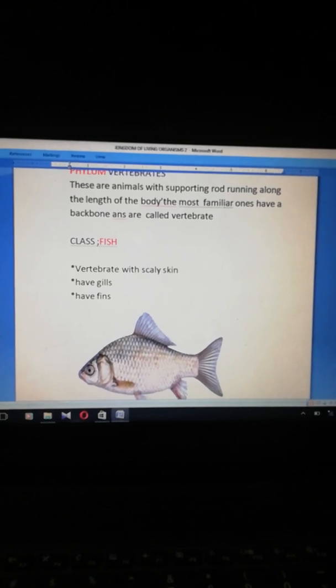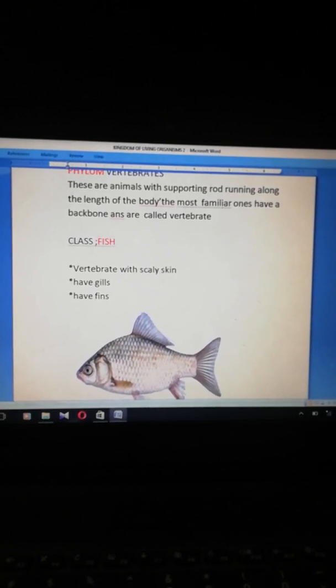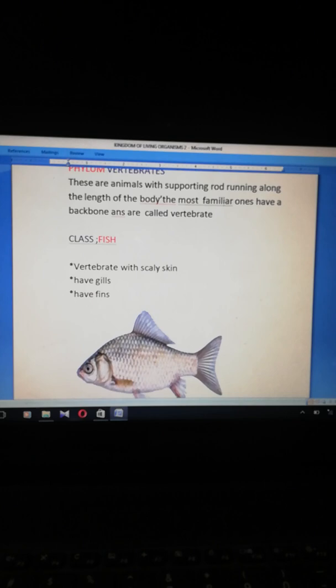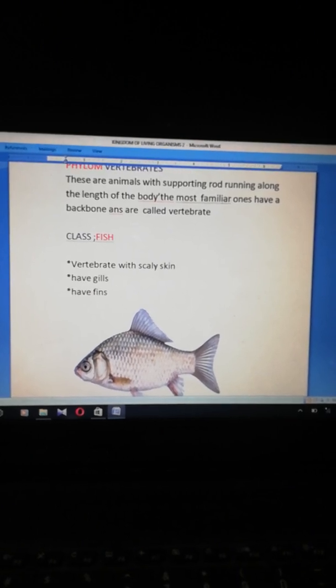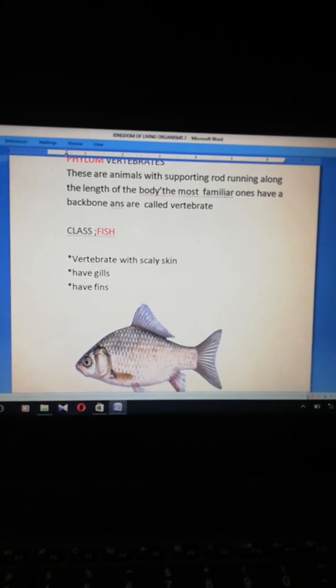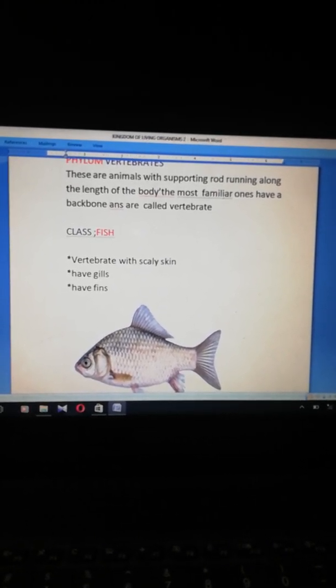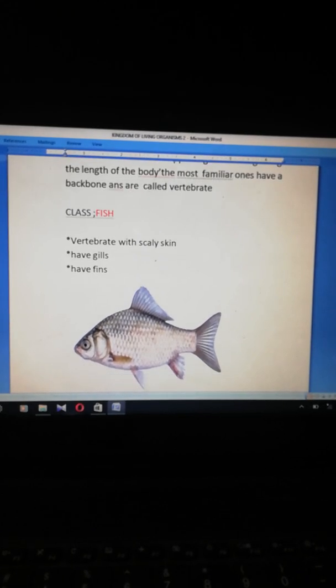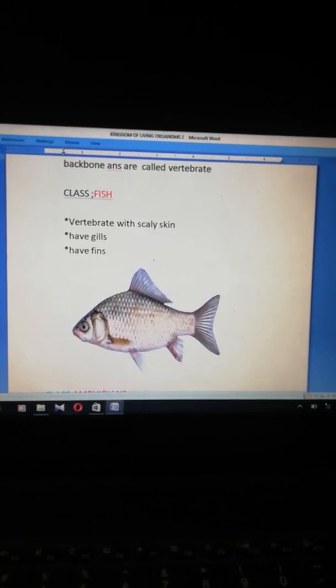Class fish. The fish all live in water except for one or two like the mud skipper, which can spend short periods of time breathing air. All fishes are vertebrates with scaly skins. They have gills, they have fins.